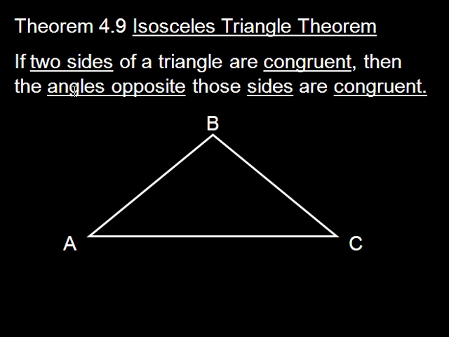Okay, let's talk about Theorem 4.9 here. This is the isosceles triangle theorem. And the isosceles triangle theorem states that if two sides of a triangle are congruent, then the angles opposite those two sides are congruent. Okay, so I'm going to tell you that this side is congruent to this side, and then that would mean that this angle is congruent to this angle, basically saying the base angles are congruent.